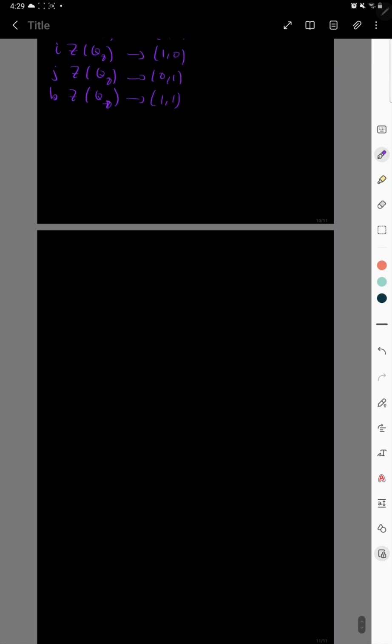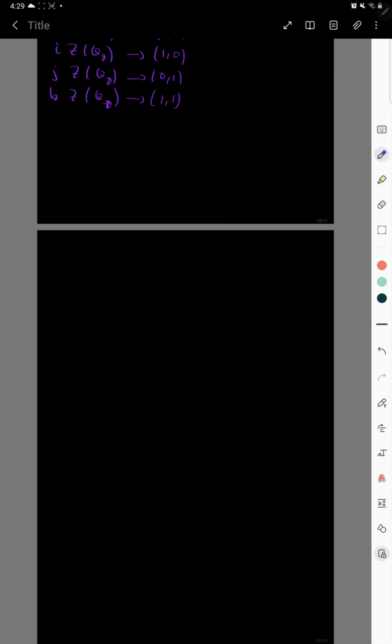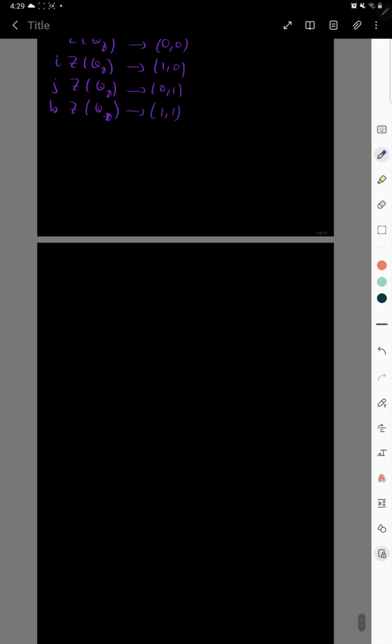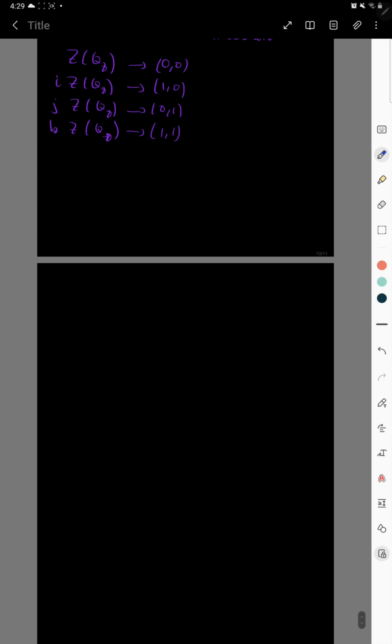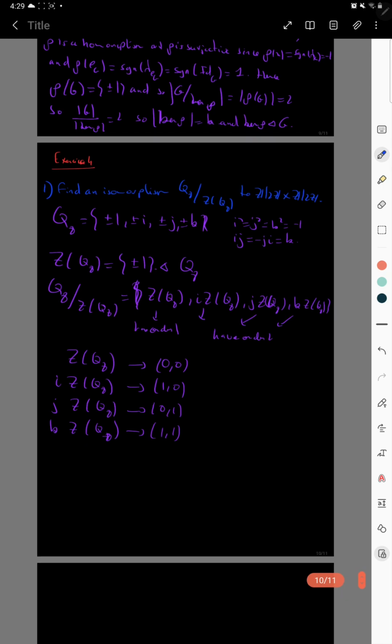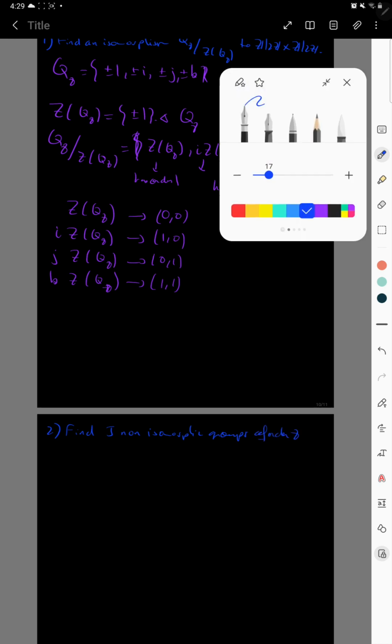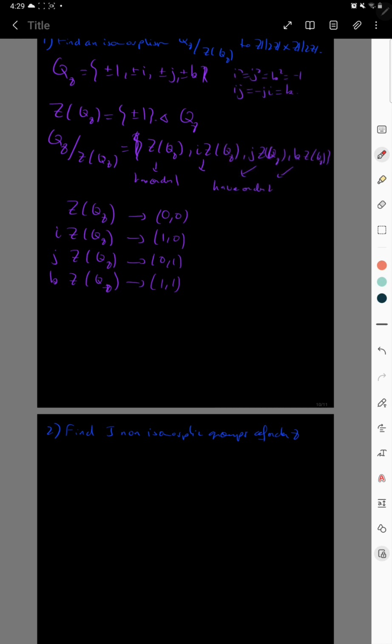Let's do one more. This one is interesting. You don't have to justify, but find 5 non-isomorphic groups of order 8. And I'll justify quickly here.